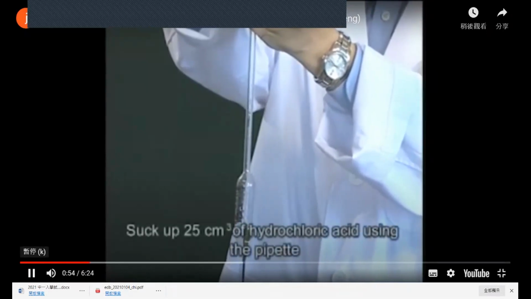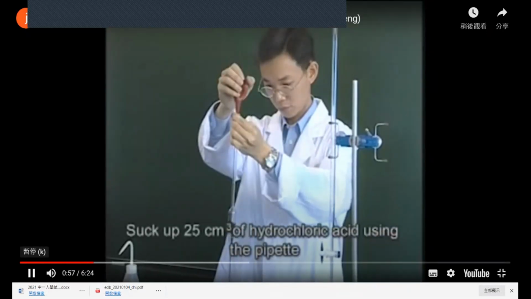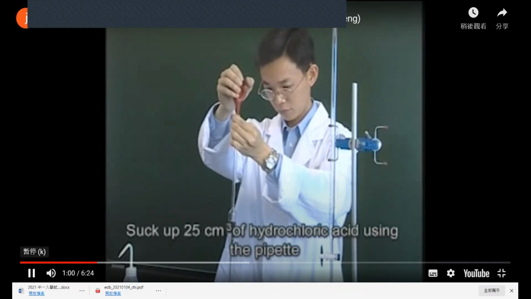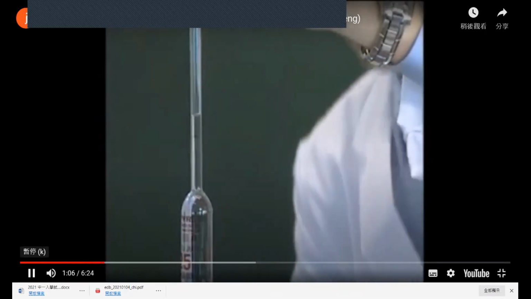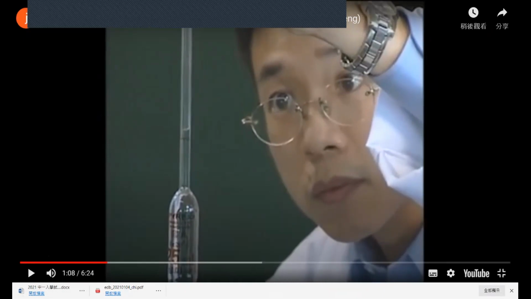Why do we need to wash with acid, when we have already washed with water? Suck up 25 cubic centimeters of hydrochloric acid using the pipette. Notice the meniscus. We try to have a volume fluctuation here while the water level is above. So you understand why I don't like taking water from above, as it may dilute it. Second, did you notice what they do? Try to get more than 25 ml and then adjust until it is 25. How to adjust? Take a look.